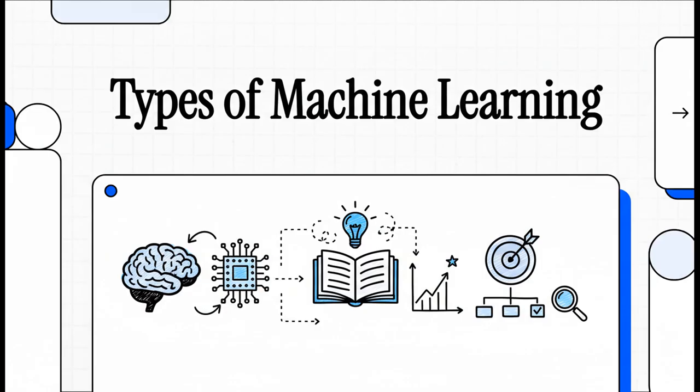It's not just one single thing. Today, we're going to break down the three fundamental ways AI learns. And these methods are behind everything from your email spam filter to the most advanced self-driving cars.